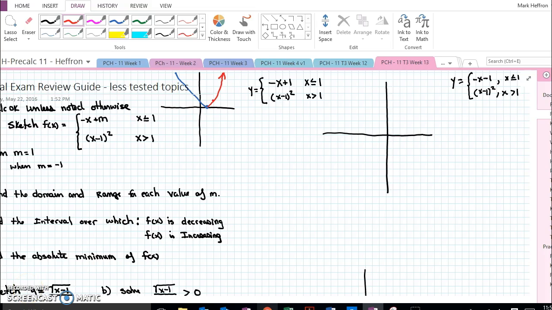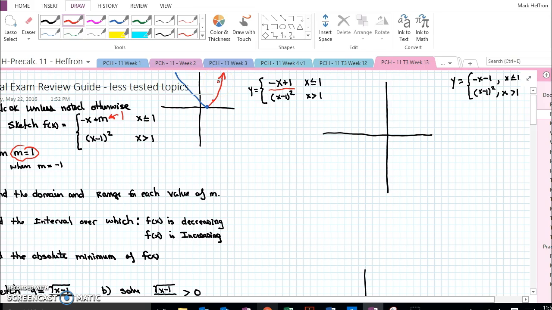In this problem, we've been asked to graph a piecewise function, and in this case, they've told us when m is equal to 1, so this is the only time m shows up. So we're really graphing this piecewise function: negative x plus 1 when x is less than or equal to 1, and x minus 1 squared when x is greater than 1. So you'll see that drawn here.